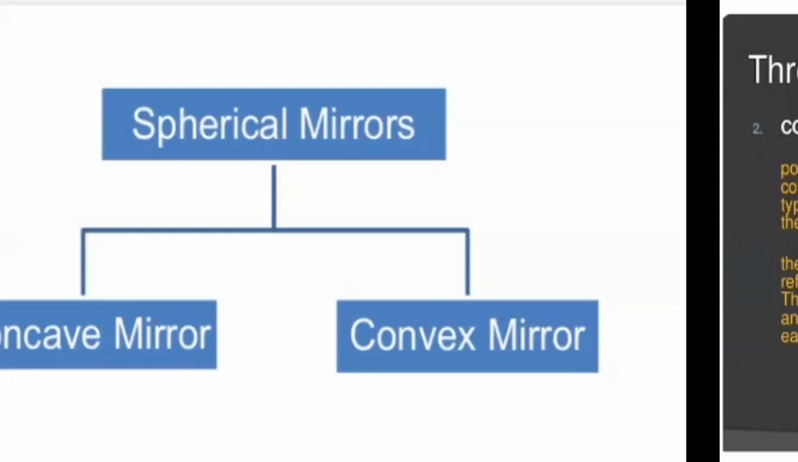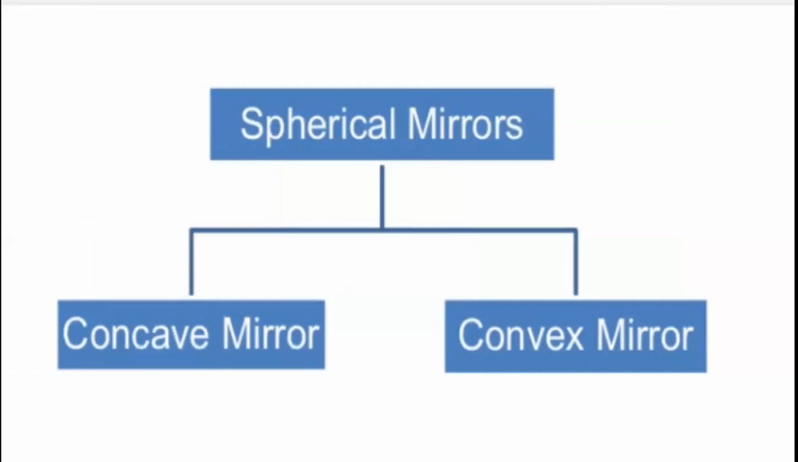So the next type was spherical mirror. In the spherical mirror, we have two types. The first type is the concave mirror, and the second type would be convex mirror. So basically in this session, we will only focus on these two mirrors, that is concave mirror and convex mirror.